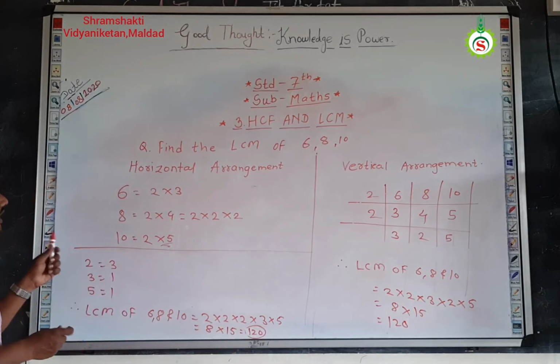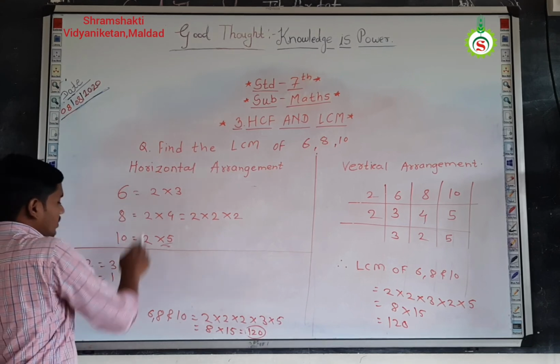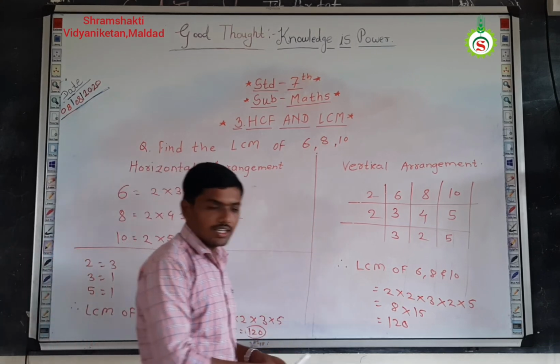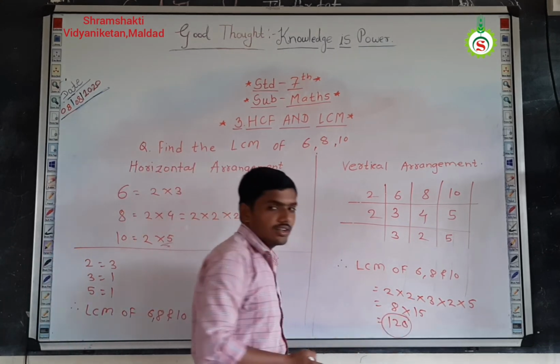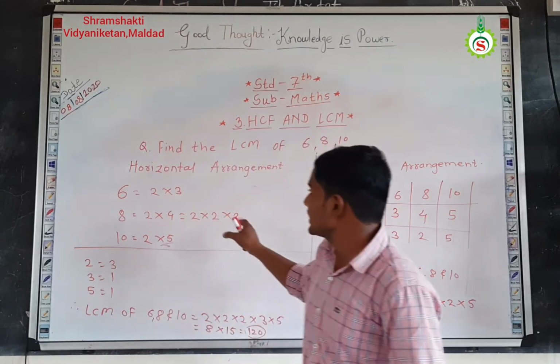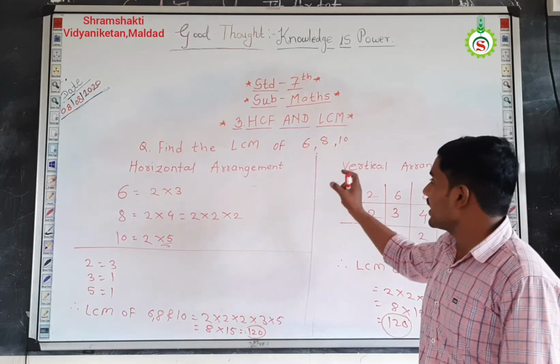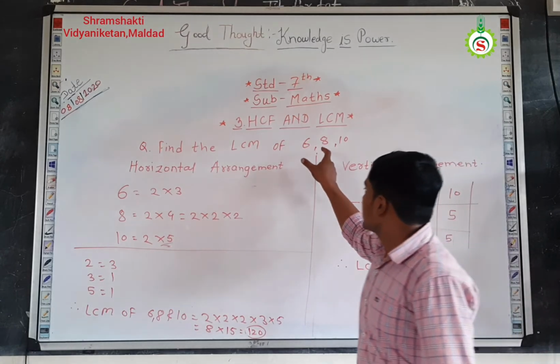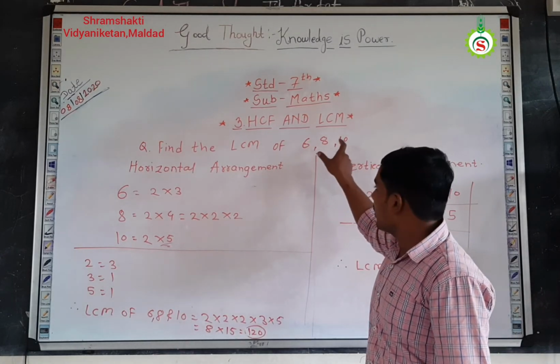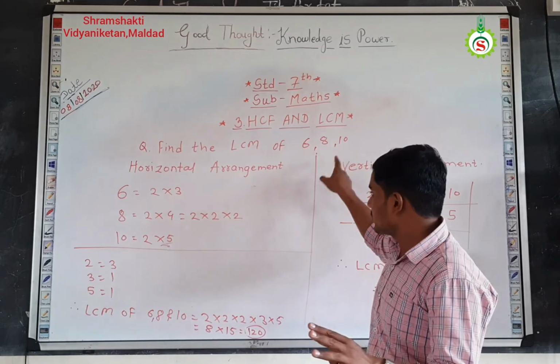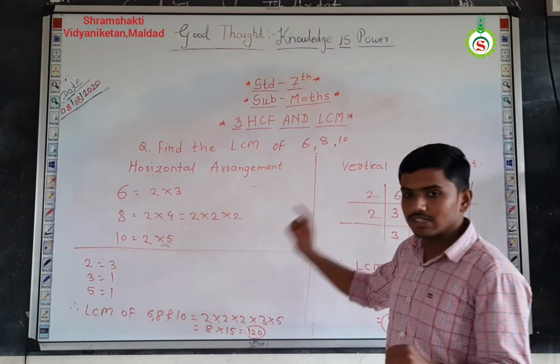That means by both arrangements, horizontal and vertical, you will get the same LCM, 120. That means in today's lecture we have seen how to find the LCM of given 2 numbers or given 3 numbers, by both the horizontal and vertical methods.